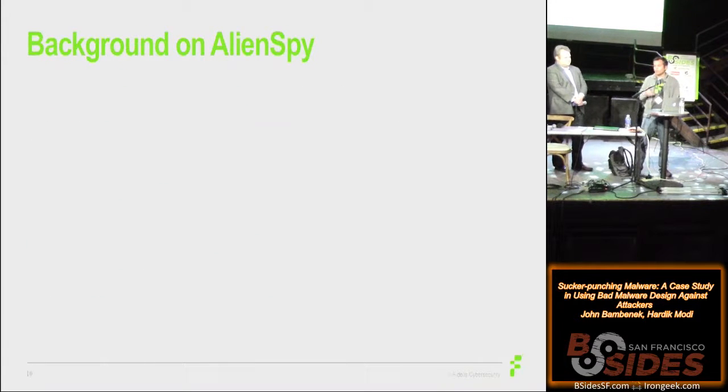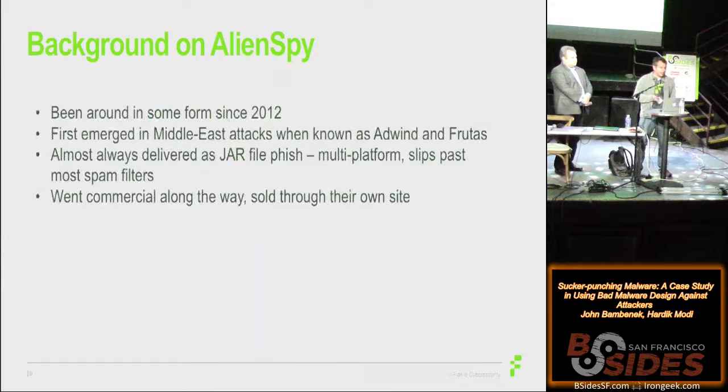So, we're going to talk a little bit about Alien Spy. This is just an iteration of a multi-generation RAT tool. We're then going to talk about JSocket, some of the stuff that's happened recently. Alien Spy in some form or other has been around since at least 2012. Originally, with Adwind and Frutas RAT, the earlier incarnations, there were some fairly significant compromises in the Middle East that had been reported using those tools. And the tools were originally essentially distributed for free.